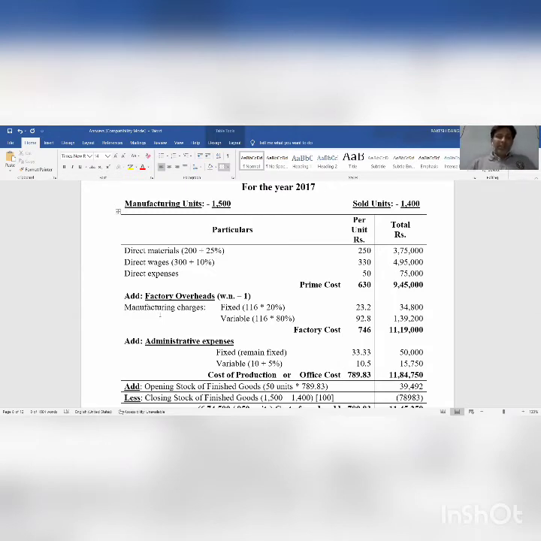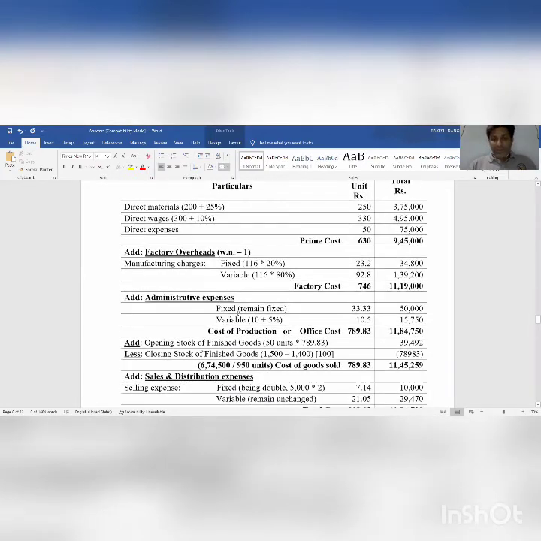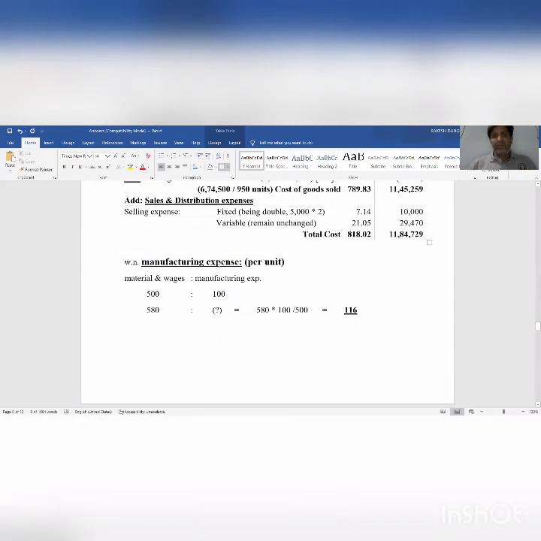As per the data given in our question, the manufacturing charges will increase in proportion to the combined cost of material and wages. Here we make a work note. First, manufacturing expense unit wise.